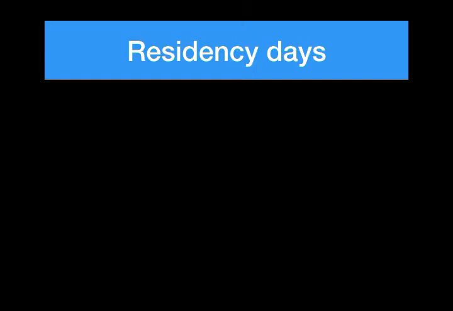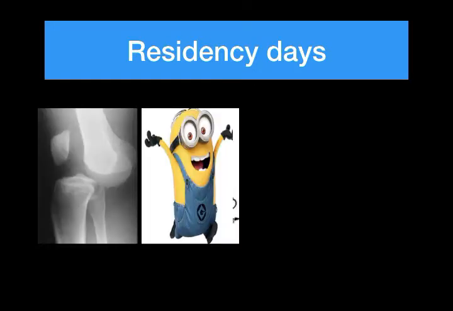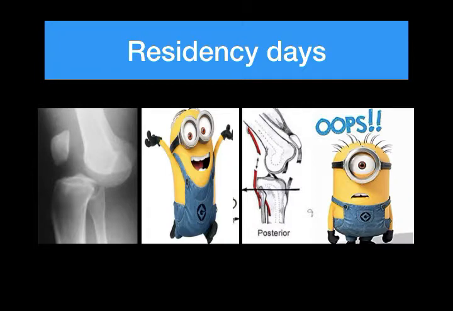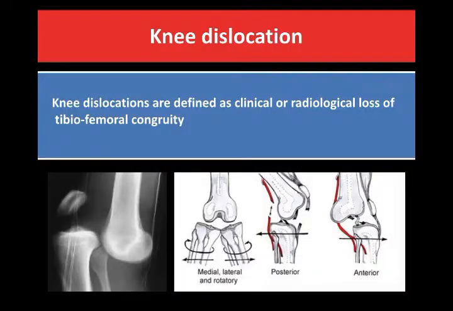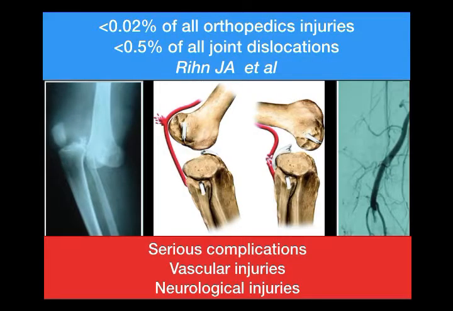So this is a relive of our residency days. In our early days, we would be very happy when we got a case of knee dislocation from the ER, and this is the condition of a final year student or the consultant who knows what actually is the knee dislocation. So knee dislocations are defined as clinical or radiological loss of tibiofemoral congruity. It accounts for 0.02% of all orthopedic injuries and 0.5% of all joint dislocations.